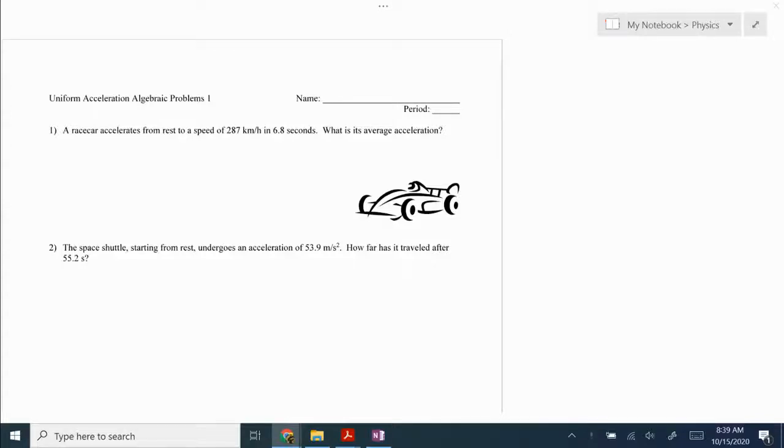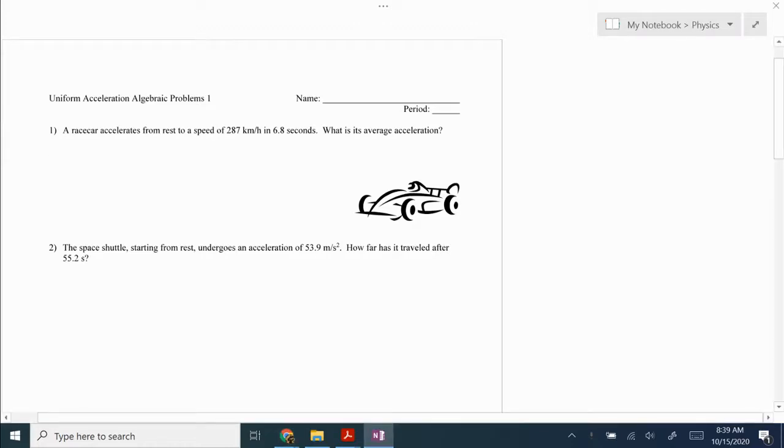Okay, hi. In this video, we're going to go over the solutions to the Algebraic Problems 1. So we have a race car accelerates from rest to 287 kilometers per hour in 6.8 seconds. What is its average acceleration?